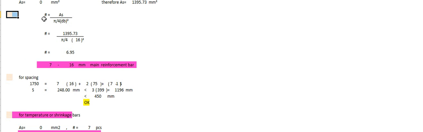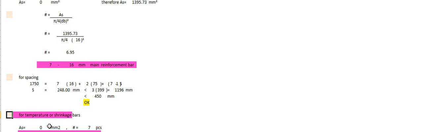To calculate the number of bars, it is equal to As over pi over 4 times d squared, which is 6.95, rounded up to a whole number, becomes 7 numbers of 16 mm diameter main reinforcement bars. For spacing of rebars, 1750 equals 7 numbers times 16 bar diameter plus 75 clear cover times 2 both sides plus 7 number minus 1 times spacing S, so the spacing is equal to 248 mm. As per the code, it must be less than 3h, which is 1196.34, and 450 mm, so it is okay.